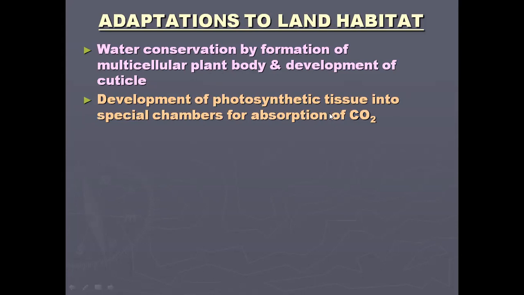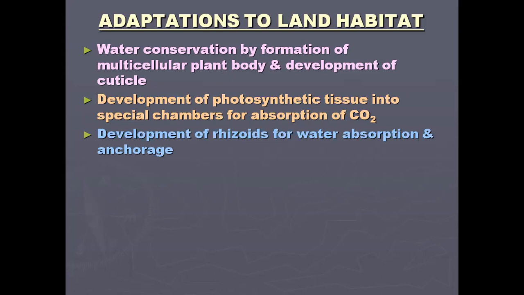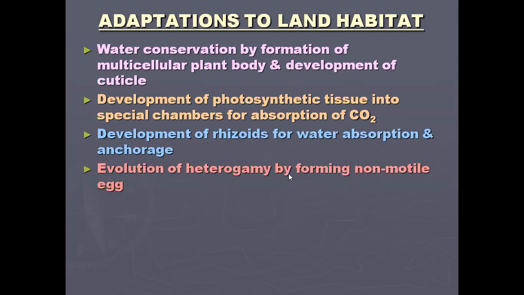Photosynthetic tissues develop into special chambers for absorption of carbon dioxide. Special stomata are not present, but we have chambers and pores through which the carbon dioxide comes in for photosynthesis. Rhizoids develop for water absorption and anchorage. Rhizoids are root-like structures for absorbing water and for fixing them in the soil. These are the structures that help the existence of bryophytes on land.